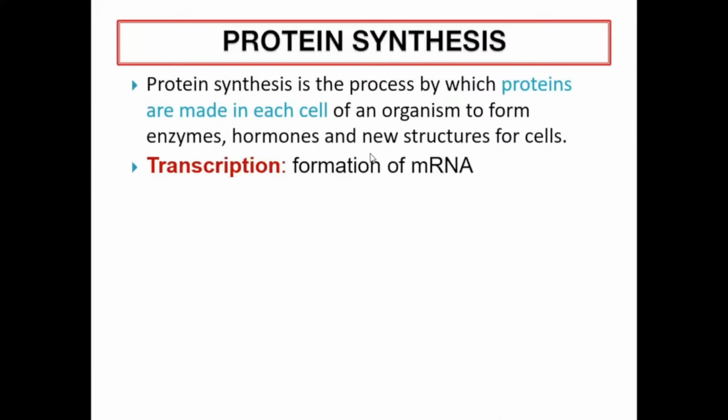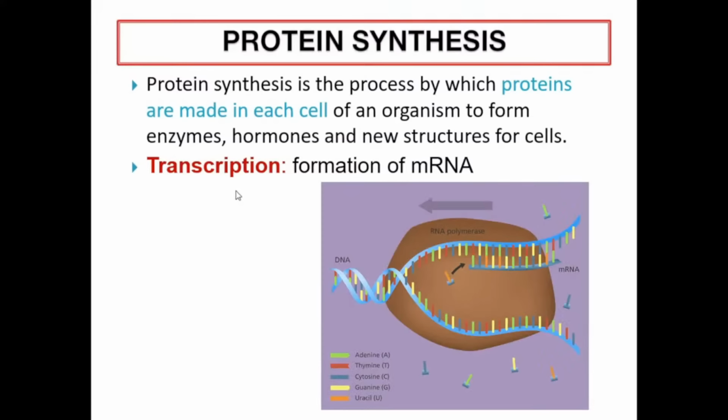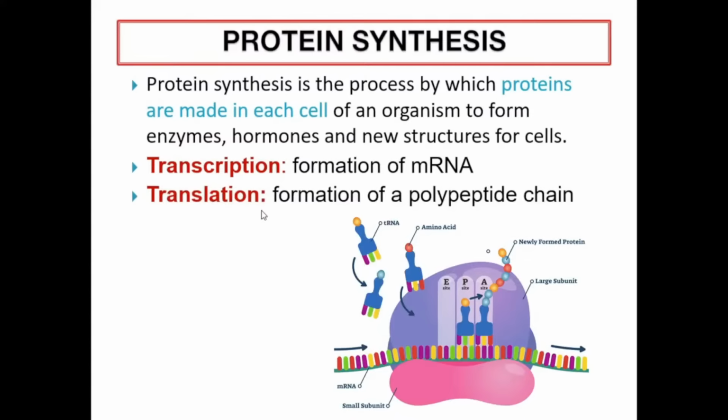This process is divided into two different phases. The first phase is called transcription. And when you talk about transcription, it means formation of messenger RNA. Then number two is translation. Translation is the formation of a polypeptide chain.